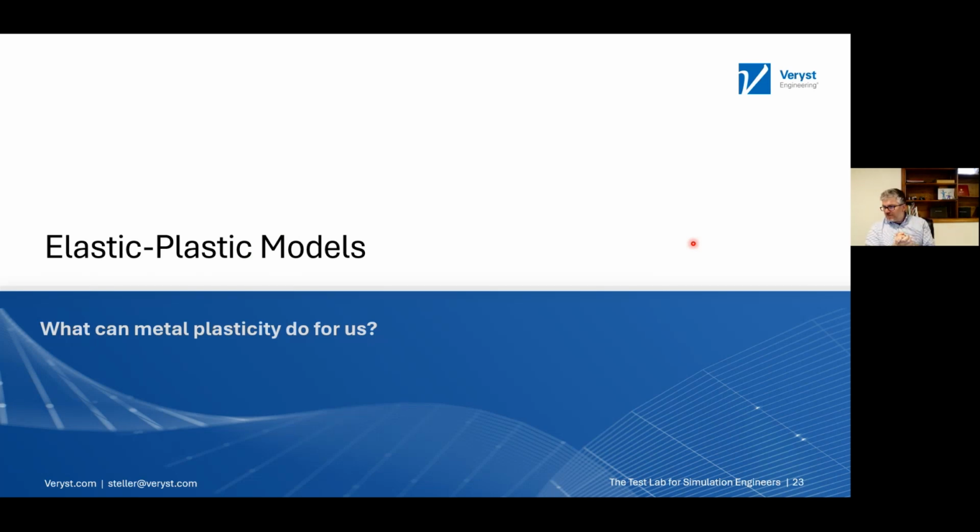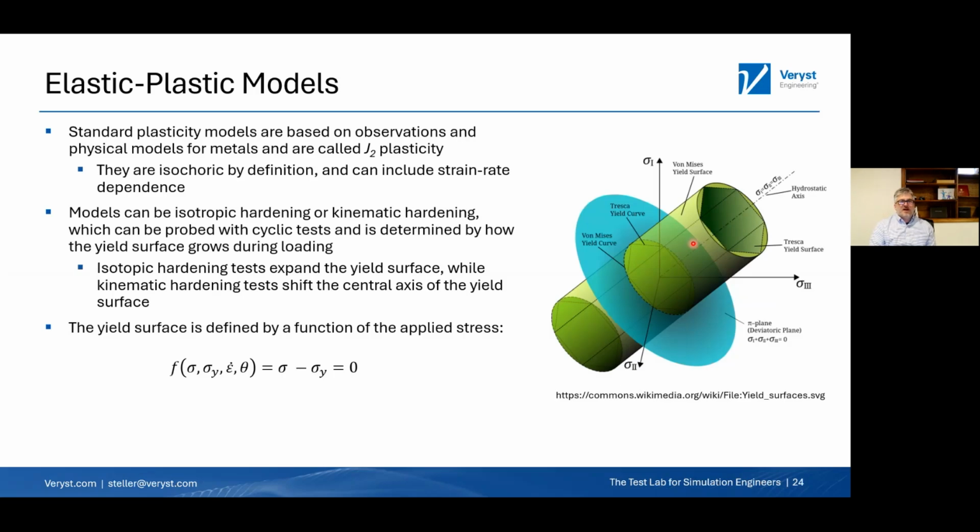We quickly went through hyperelastic models there and talked a little about hyperelasticity plus Mullins. So next I'm going to talk about elastic plastic models and really try to answer what can metal plasticity do for us. My answer is I don't really like it too much. But you'll hear me refer to these things as J2 plasticity models.